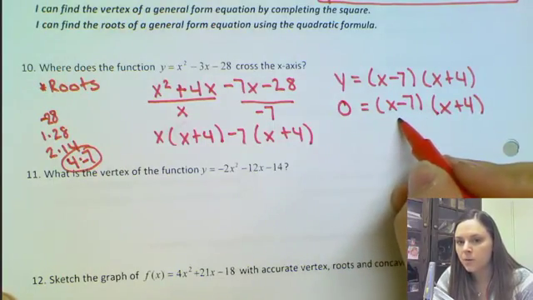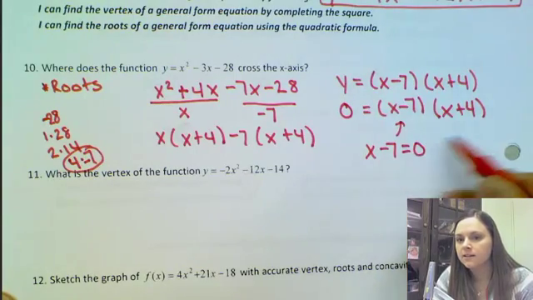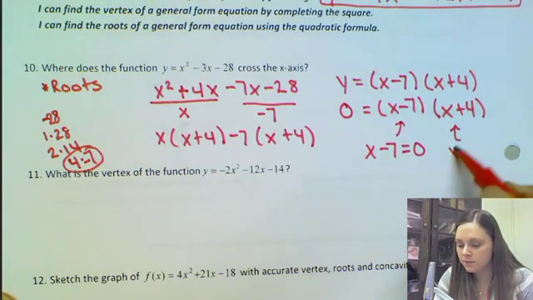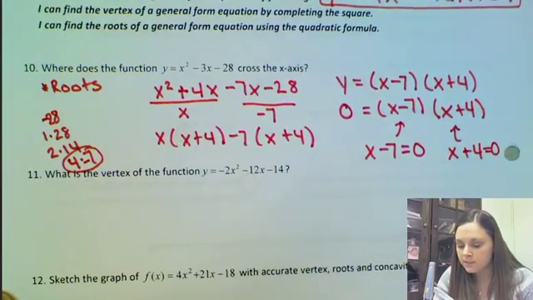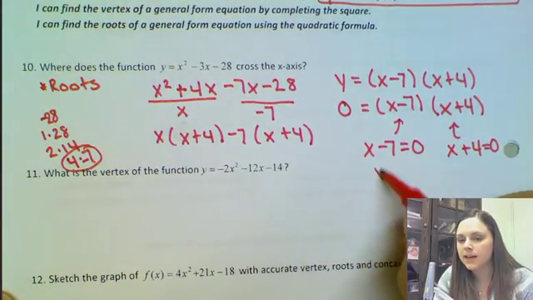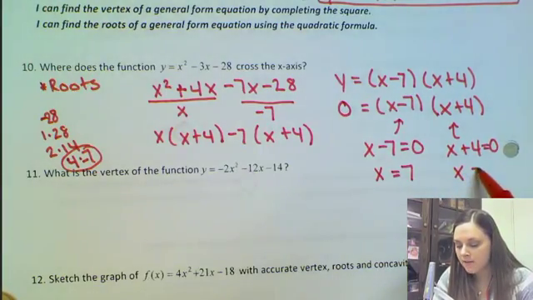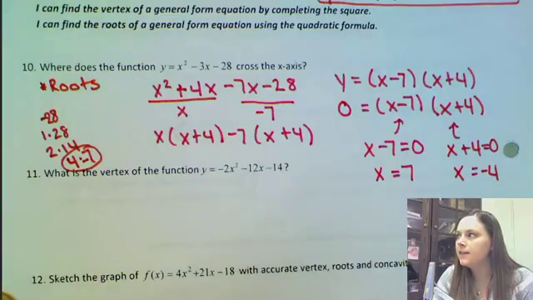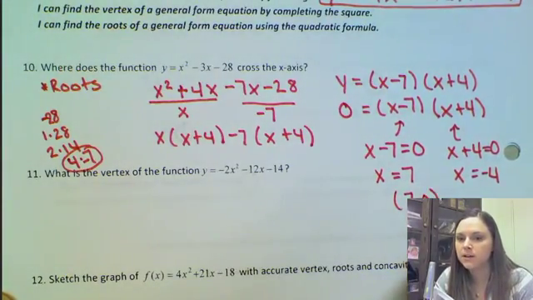So then to find the roots, we want to know when is the y 0. If I set this equation equal to 0, I want to know what can make this parenthesis equal to 0. So I get x minus 7 equals 0. For this one, I have x plus 4 equals 0. And these two are pretty simple, so you may not need to write them out and go through and solve them, but in some cases we need to.